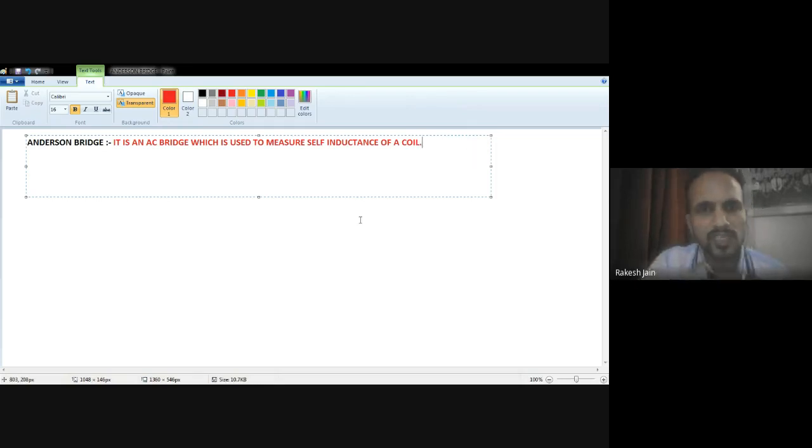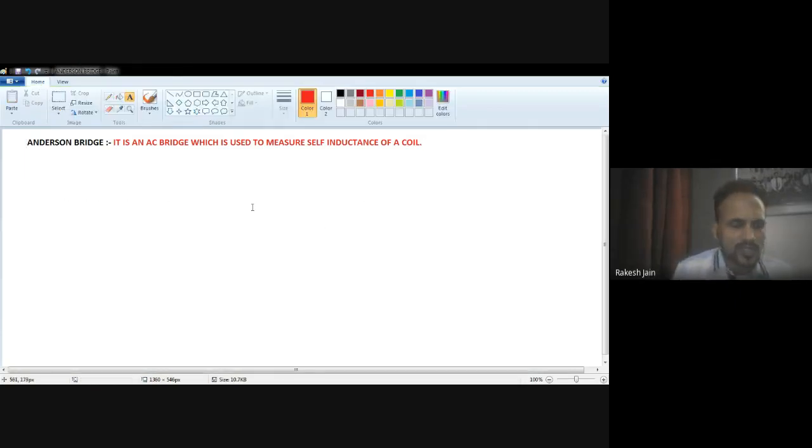So it consists of an AC power supply, the detector element, which may be headphones, and resistances, the inductance whose self-inductance I want to find out, a variable resistance and a power supply. So see how the Anderson bridge actually looks. This is the circuit diagram I am going to draw for the Anderson bridge. So see it very carefully.